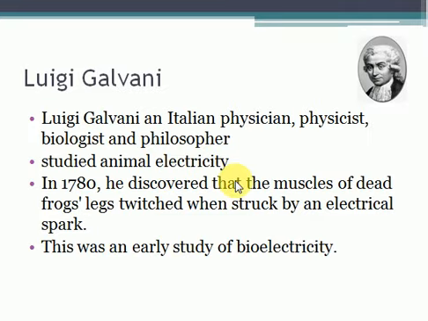Now we will be discussing history in detail. First of all, the scientist is Luigi Galvani. Luigi Galvani was an Italian physician, physicist, biologist and philosopher. He studied animal electricity. In 1780, he discovered that the muscles of dead frogs' legs twitched when struck by an electrical spark. He thought that there was some potential between these and that's why they twitched. So this was an early study of bioelectricity.